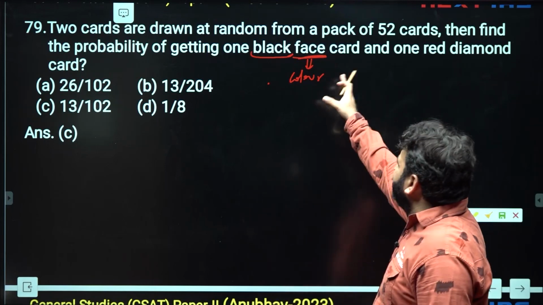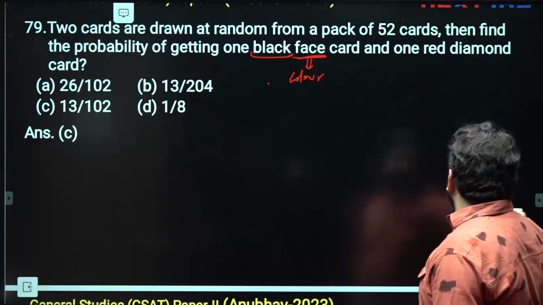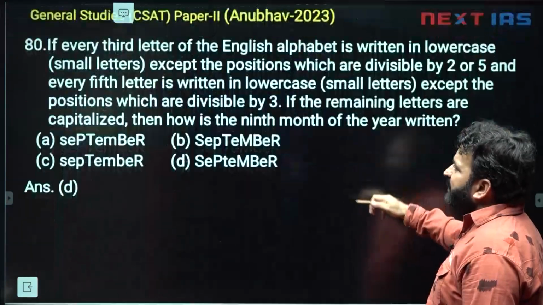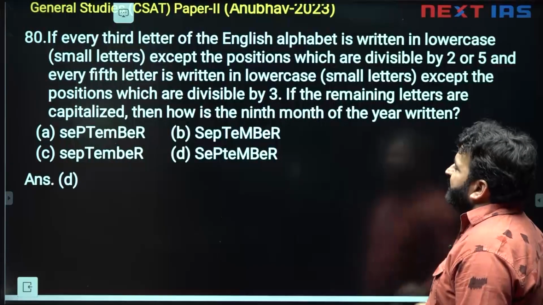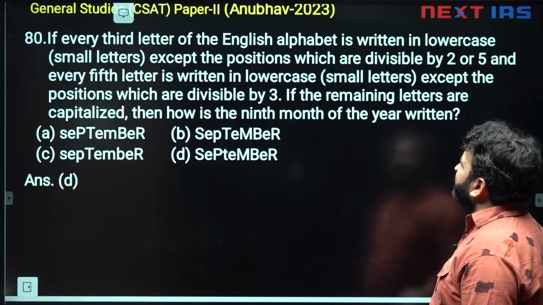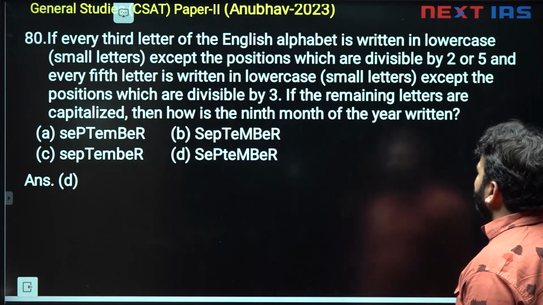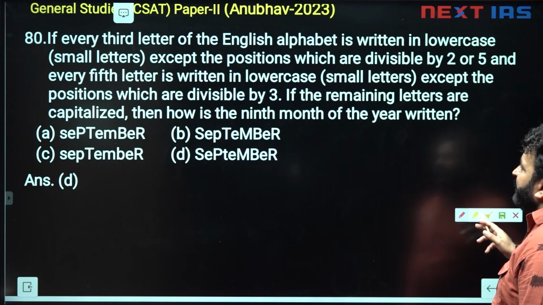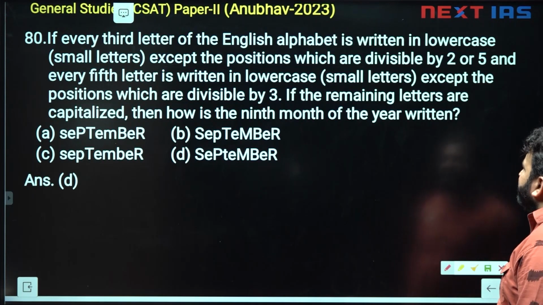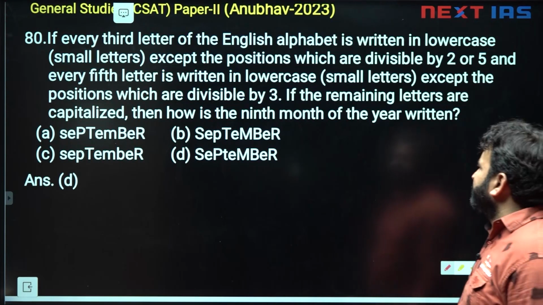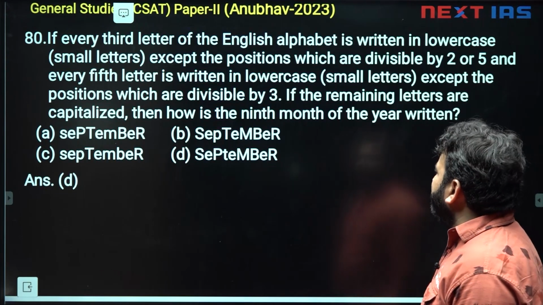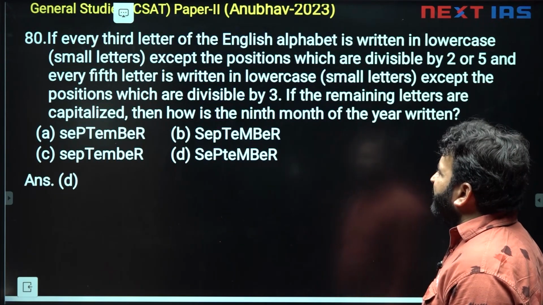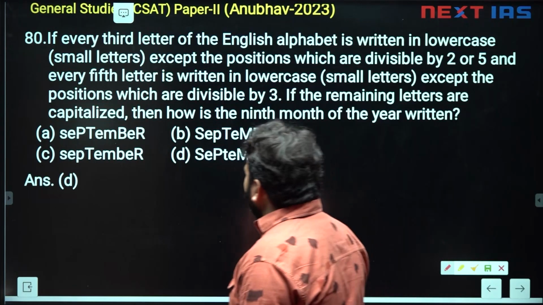Here you read it as your black color cards, because face card means there is something else. Okay. Now this last question: given every third letter of the English alphabet is written in lower case, small case, except the positions which are divisible by 2 or 5. Every fifth letter is written in the lower case, small letters, except the positions which are divisible by 3. The remaining letters are capitalized. And how is the 9th month of the year written? I will give you the hint. This one you solve on your own.